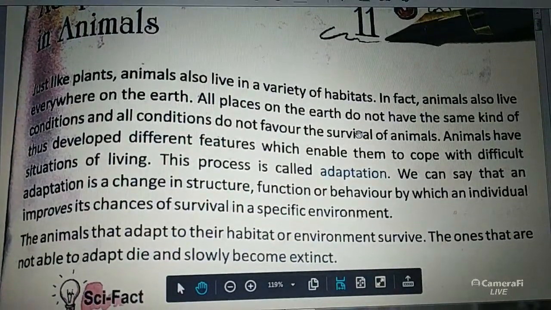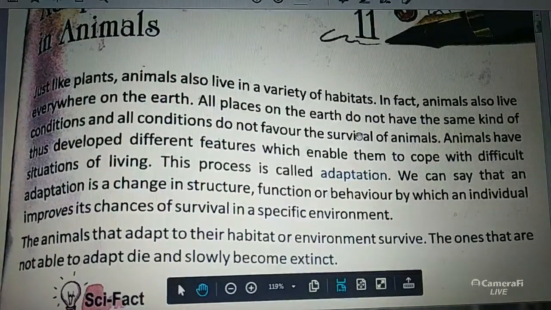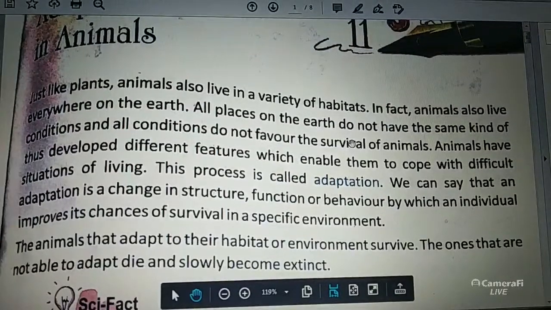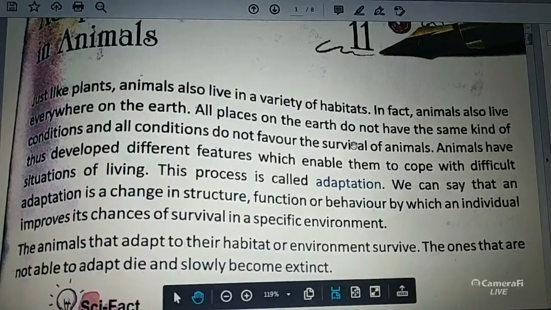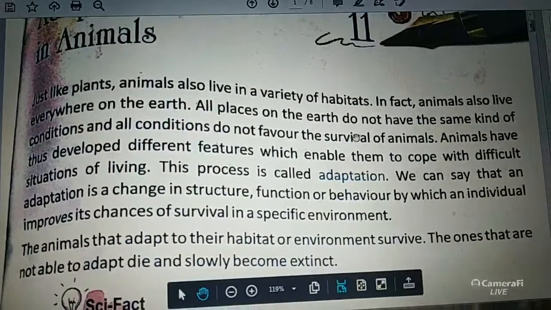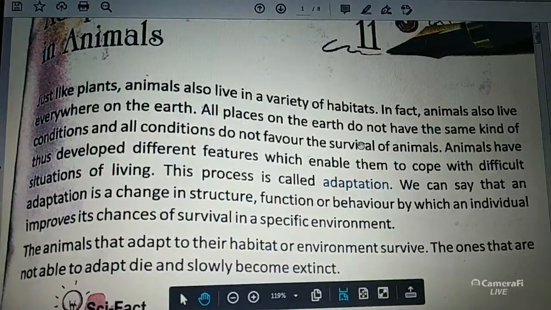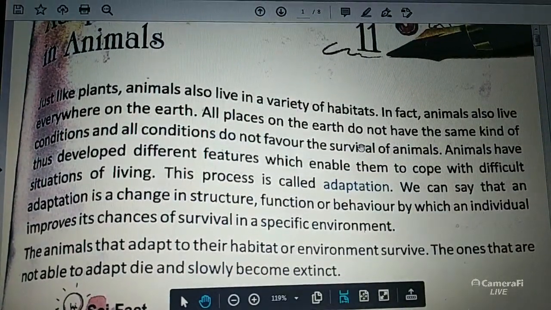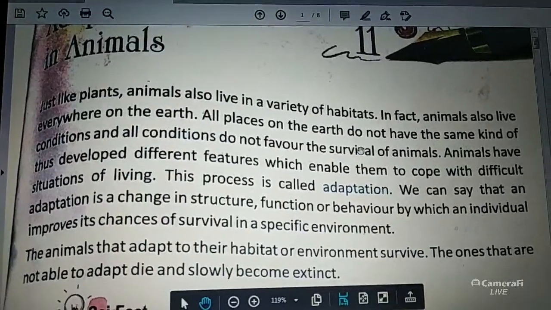Okay, so we can say that an adaptation is a change in structure, function and or behavior by which an individual improves its chances of survival in a specific environment.